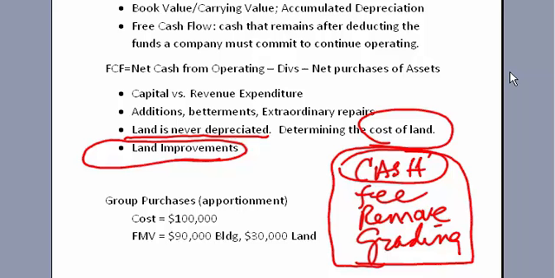Land improvements would be things like lights in the drive or in the parking lot, paving the parking lot, putting up signs, any of those kind of issues. So anything you do to improve the land to make it usable, sidewalks, lighting, paving, signs, etc., goes into the land improvement accounts, and then those are depreciated.